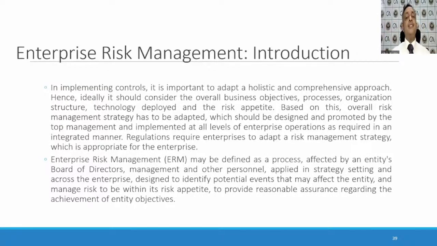ERM may be defined as a process affected by an entity's BOD, board of directors, management, and other personnel, applied in strategy setting and across the enterprise, designed to identify potential events that may affect the entity and manage risk that is within its risk appetite, to provide reasonable assurance regarding the achievement of the entity's objectives. So this is basically the framework of enterprise risk management.